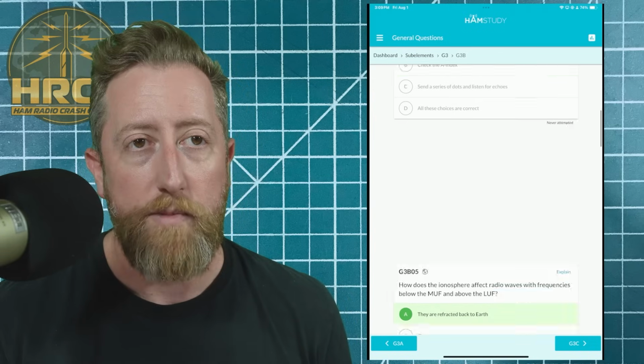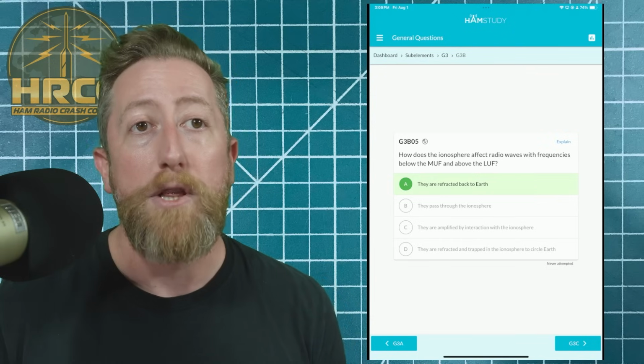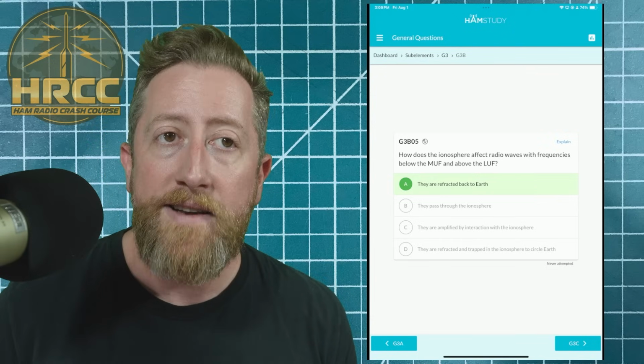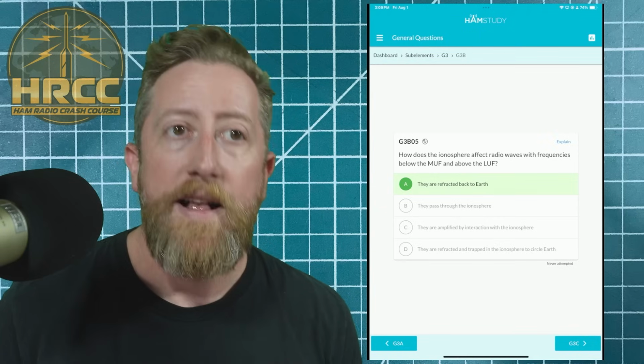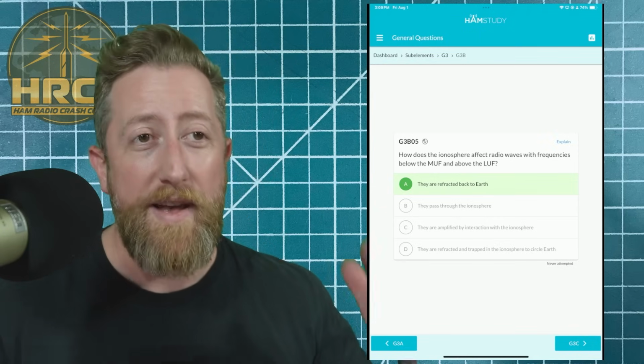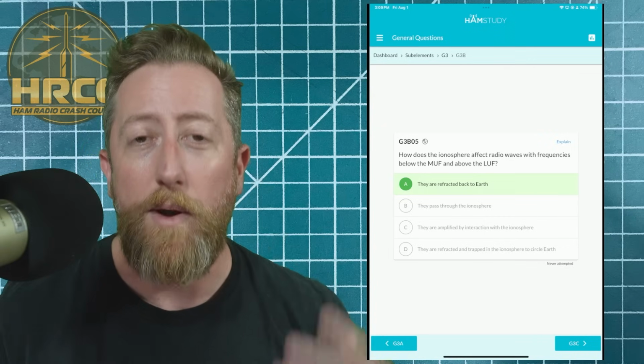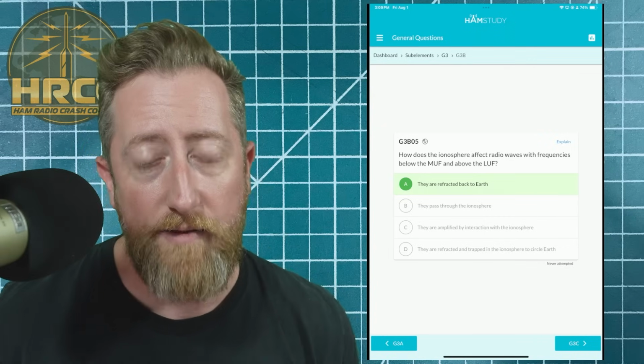So consider using WSPR. How does the ionosphere affect radio waves with frequencies below the MUF and above the LUF? And the answer is A, they are refracted back to Earth, and that's what gives us that beyond line of sight signal propagation. We want that for HF radio.